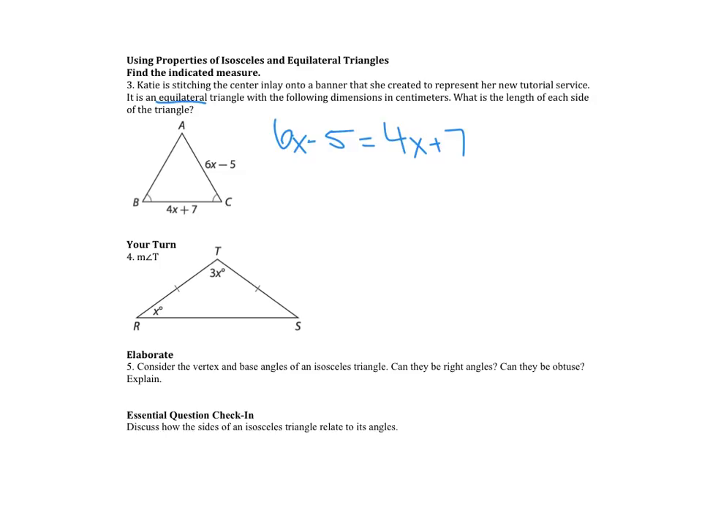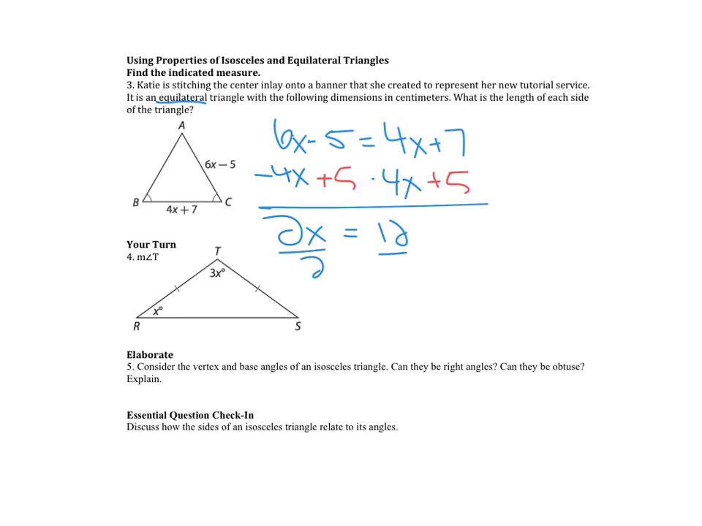And solving from there, I can subtract 4x over. It gives me 2x. And then add 5, which gives me 12 divided by 2. And x equals 6. But we don't want to solve for x, we want to solve for our side lengths. So then I'm going to substitute it in. So 6 in for x. 4 times 6 is 24. Plus 7 is 31 centimeters in this case.